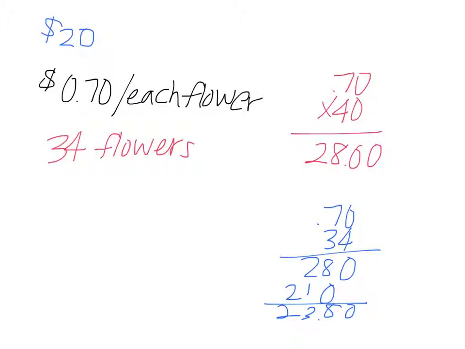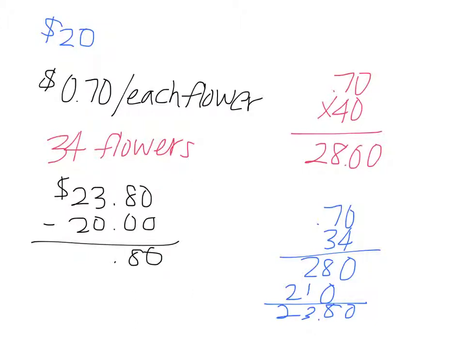So if Anna does not have enough money, how much more money does she need? So in order to find out that answer, do we need to find out an estimate or the exact? Exact, right? So in order to find out the exact of that, we take the $23.80 that it costs and we subtract from $20 and we get $3.80. So she would need $3.80 more in order for her to be able to buy all these flowers.